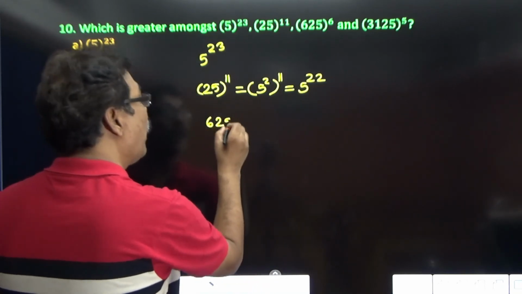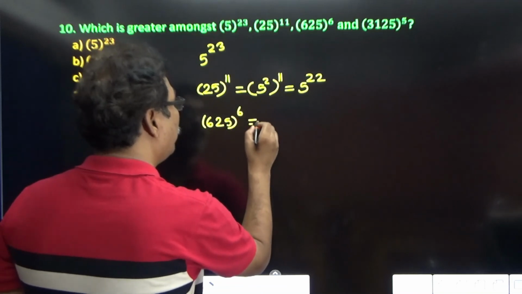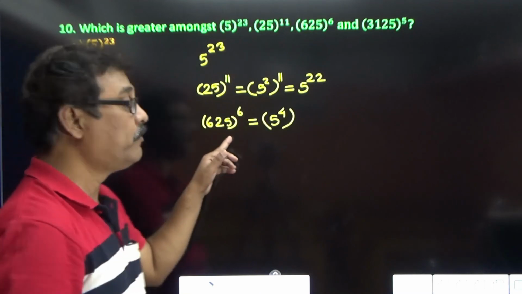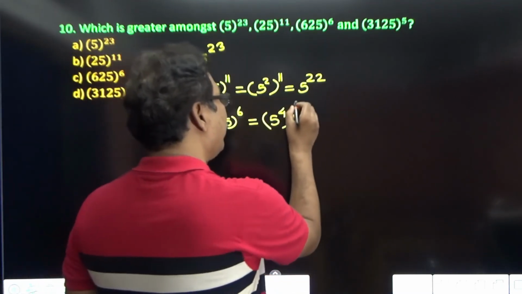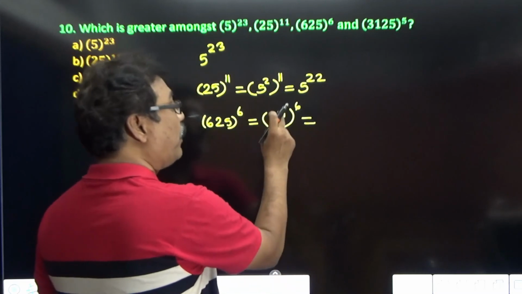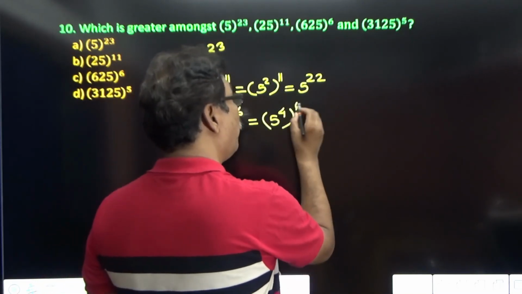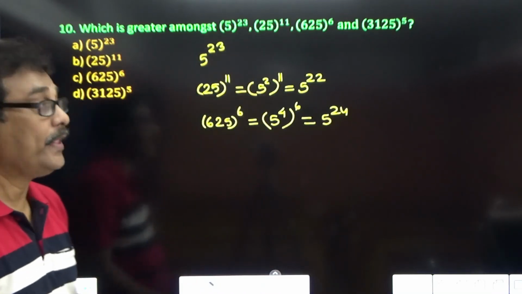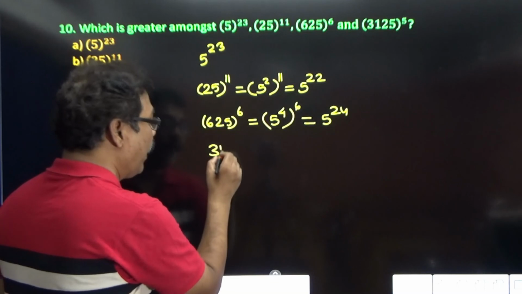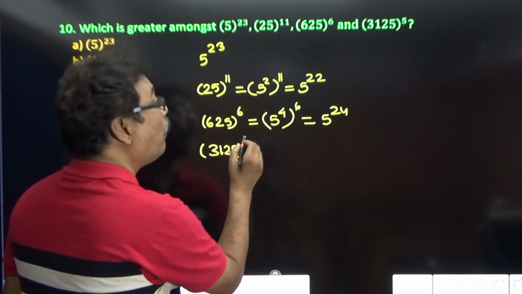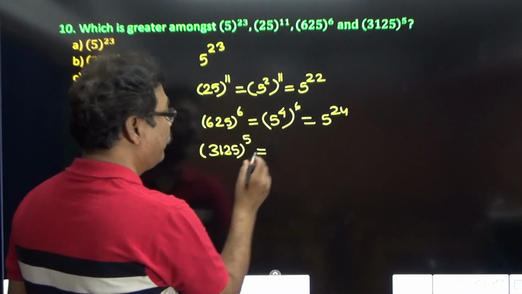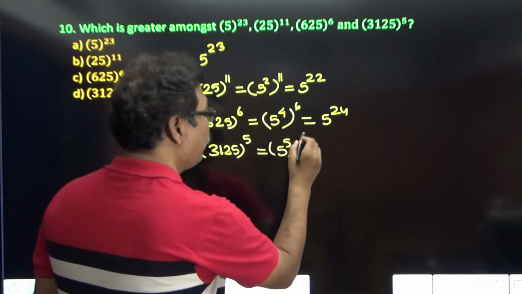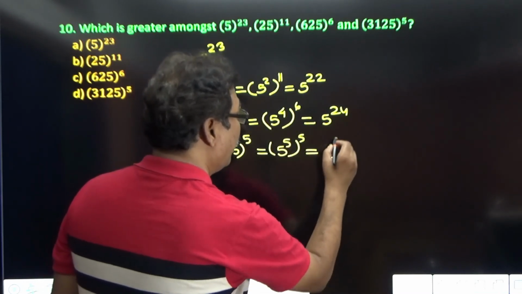625 to the power 6. 625 is 5 to the power 4, so 625 to the power 6 is 5 to the power 4 whole to the power 6, that is 5 to the power 4 into 6, 5 to the power 24. Then the final one, 3125 to the power 5. Here the base can be written as 5 to the power 5, whole to the power 5. So that makes it 5 to the power 25.